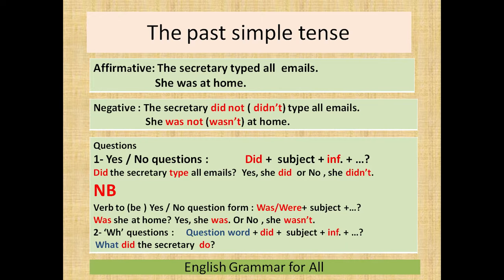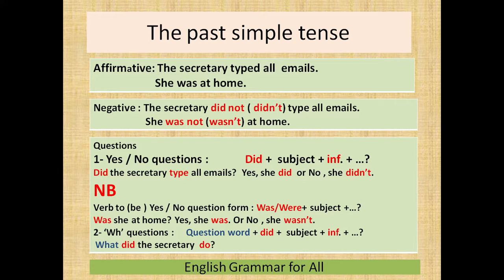If we would like to form yes/no questions with verb to be in the past form, we form the questions by inverting. So the question goes like this: we put was or were first, and then the subject and the rest of the sentence. For example, was she at home? Yes, she was, or no, she wasn't.